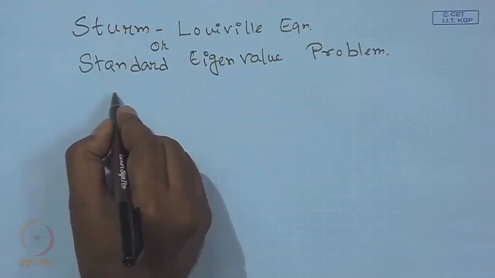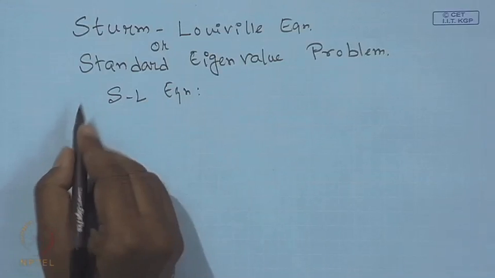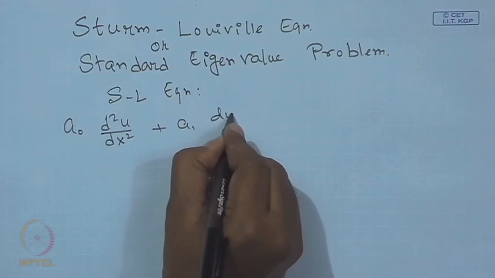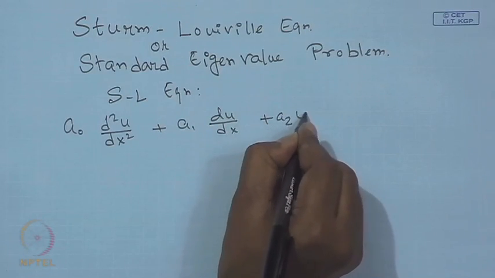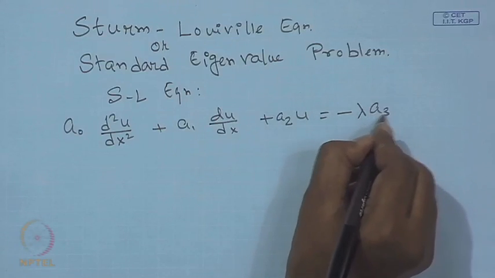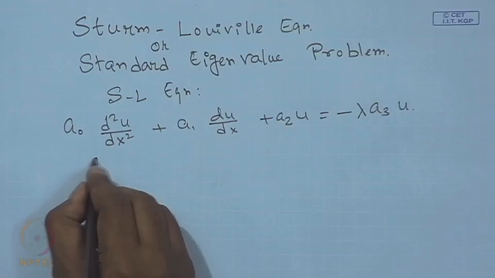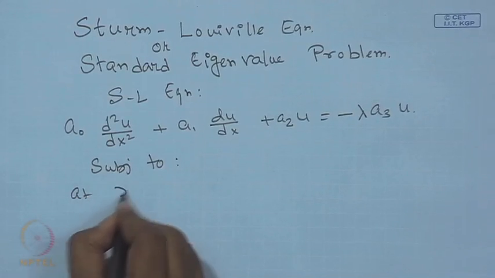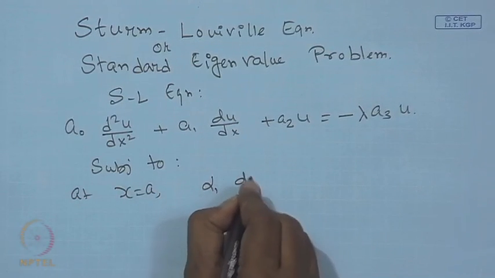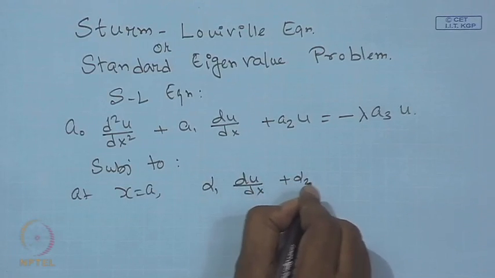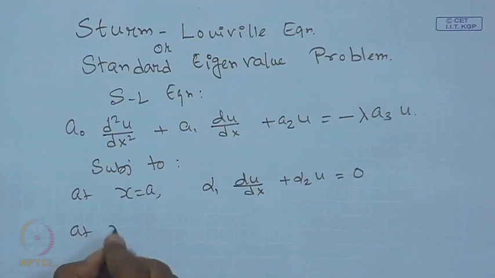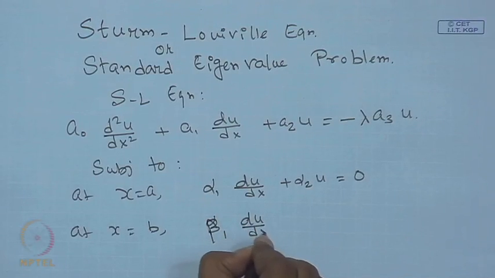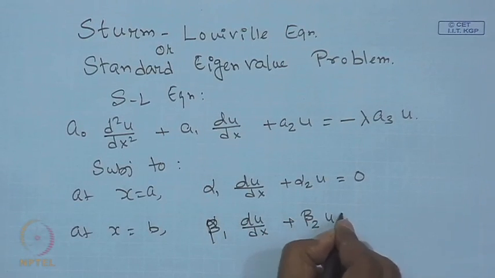So, the Sturm-Liouville equation, the SL equation, is defined as a 0 d²u/dx² plus a 1 du/dx plus a 2 u is equal to minus lambda a 3 u, subject to the boundary conditions. We will use two general boundary conditions. That is, at x is equal to a, alpha 1 du/dx plus alpha 2 u is equal to 0, and at x is equal to b, we have beta 1 du/dx plus beta 2 u is equal to 0.